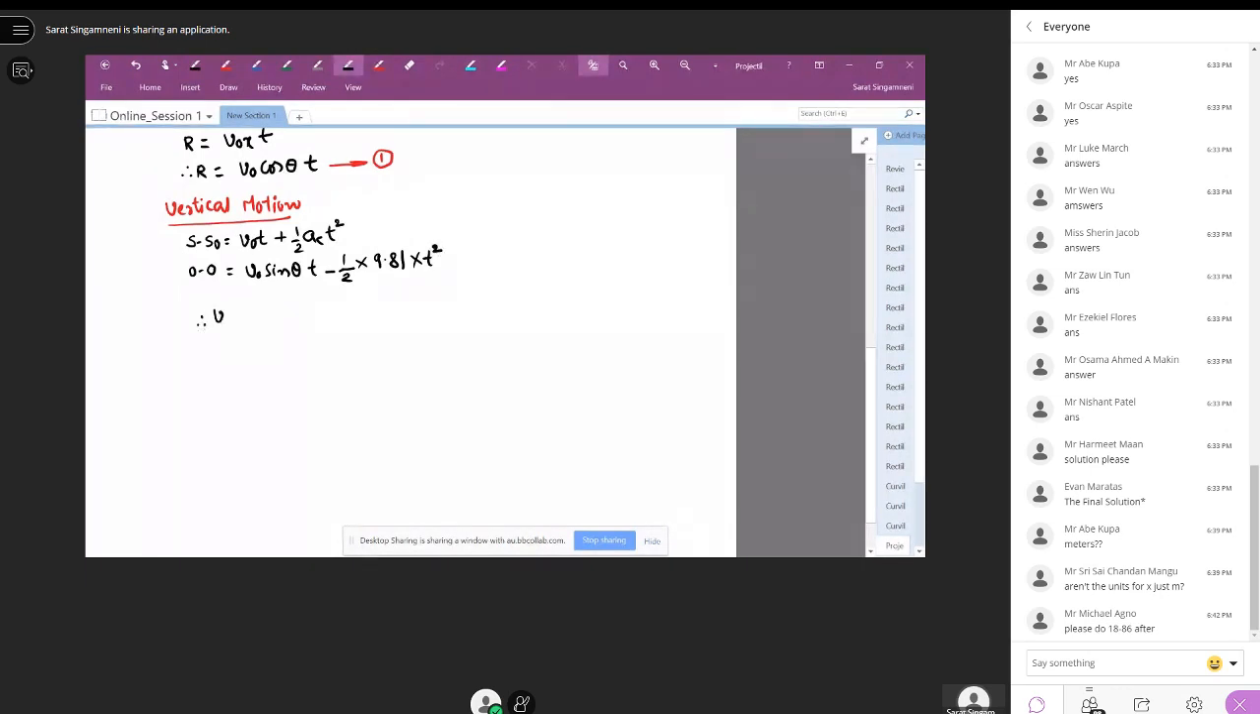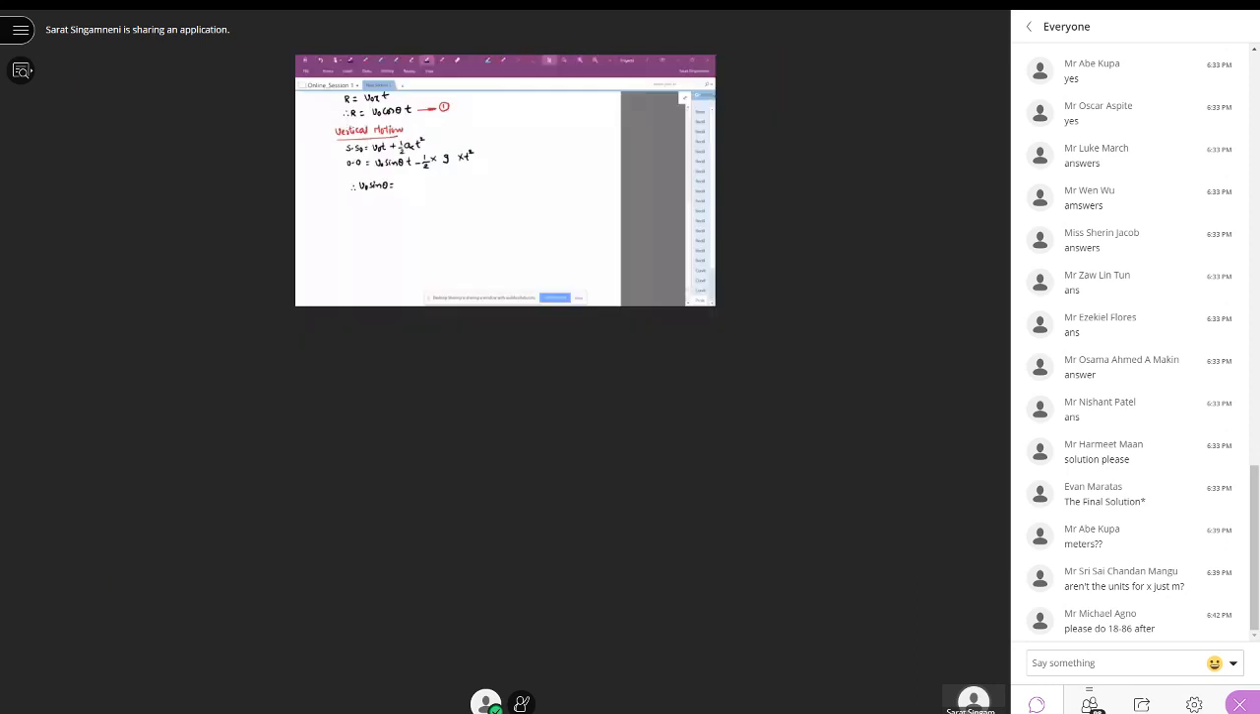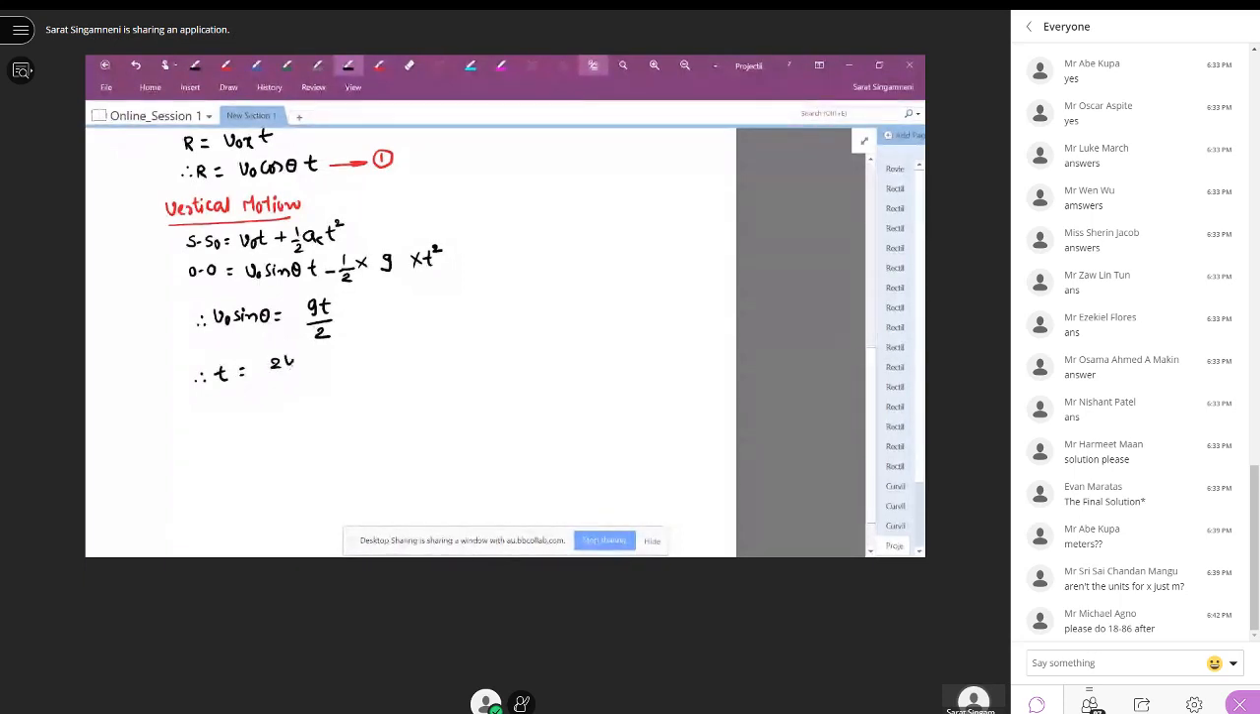From this, V0 sine theta is equal to 9.81. He wants the solution in terms of g, so I will just use it as g. So g times t over 2. From this, t is equal to 2 times V0 sine theta divided by g. Now call this equation 2.